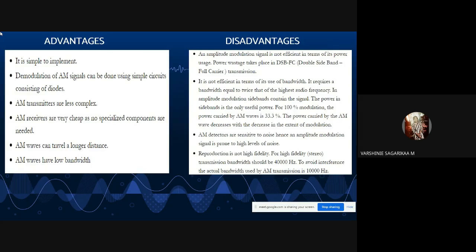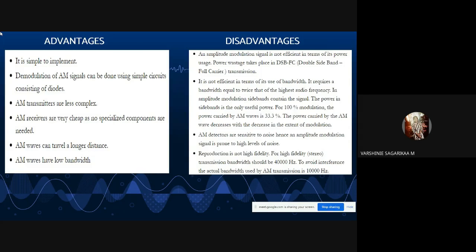Now, going on to the disadvantages. An amplitude modulation signal is not efficient in terms of its power usage. Power wastage takes place in DSBFC, that is, double sideband full carrier transmission. It is not efficient in terms of its use of bandwidth. It requires a bandwidth equal to twice that of highest audio frequency.